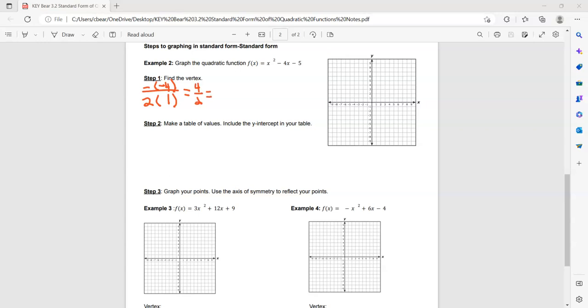By the way, if this video goes too fast for you, please remember that you may pause it. For the y coordinate or the f of x coordinate, we're just going to plug in 2 for the x's in our equation.